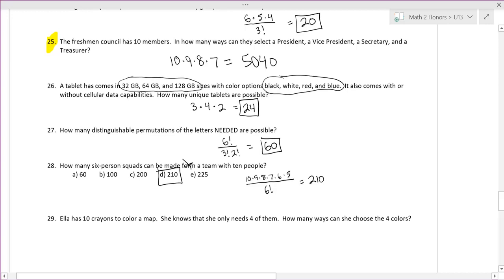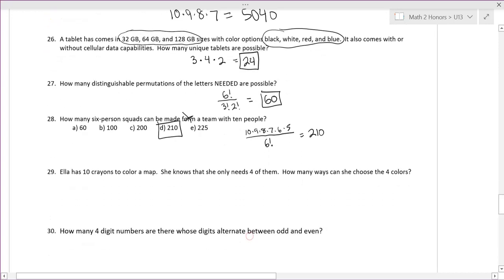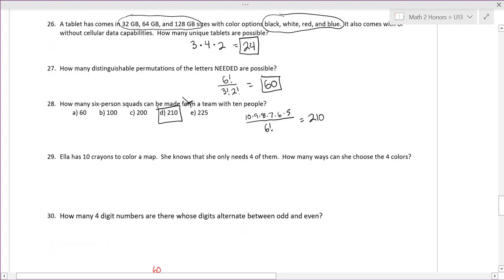Number 29. Ella has 10 colors to color a map. She knows she only needs 4 of them. How many ways can she choose 4 colors? So she's got 10 options, and then 9, 8, and 7, but order doesn't matter. Work through that, and again, you end up with 210.